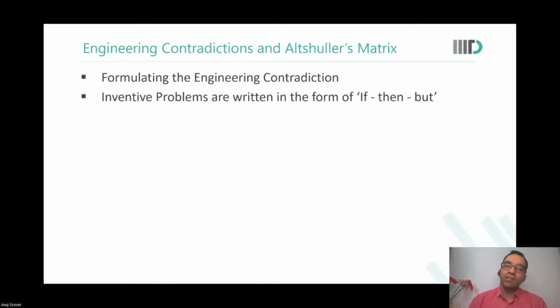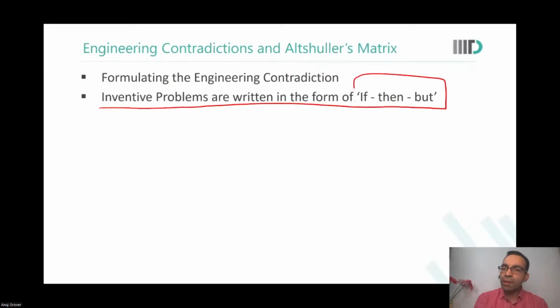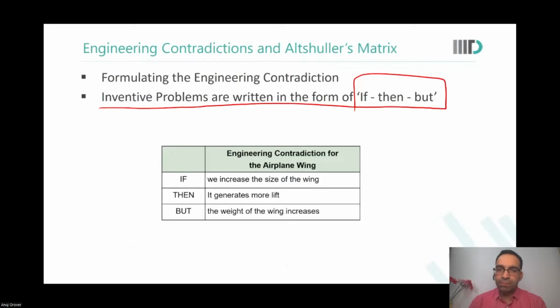So now what we do is we formulate the engineering contradiction. We start to write the problem in a format of if, then, but. For example, if we increase the size of the wing, then it generates more lift. But the weight of the wing also increases. So whatever problem you have, you formulate it as a contradiction. That is the first step to applying the inventive principles. You formulate the problem in if, then, but form.